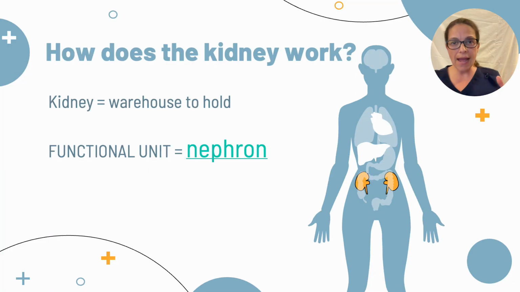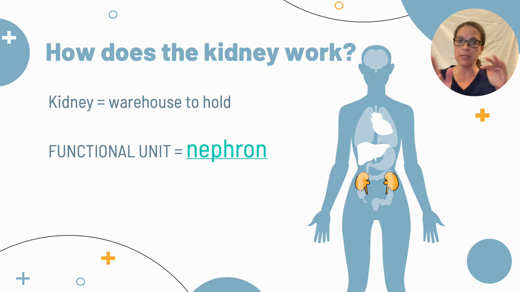So that's the outside of the kidney. But we need to basically find out, well, how does the kidney actually work? How does it do its job? Well, the kidney itself is like a warehouse. It holds all of the bits that do the job of filtering the blood and making the urine. And that bit that does the actual work, that is called a nephron. And these are the functional units.